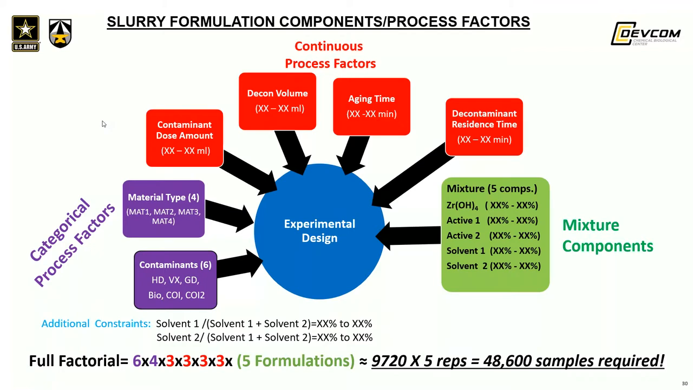So if we were to run this the way we used to do it, full factorial replicated, it would be 6 times 4 times, for the continuous, say I went high, medium, and low, times 3, times 3, times 3, times 3. And then you can't really full factorial the formulation, but we could have picked 5, and then we'd replicate everything 5 times. So the old-fashioned, more brute force way would be 48,000 samples, which would be years of funding, which we never would get, which really wouldn't make any sense.